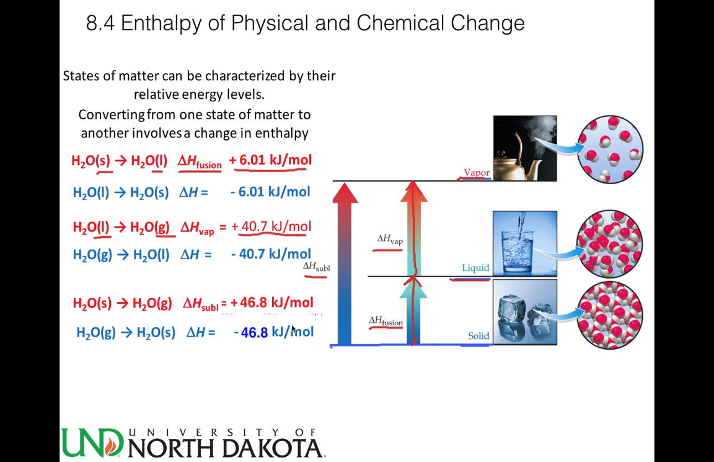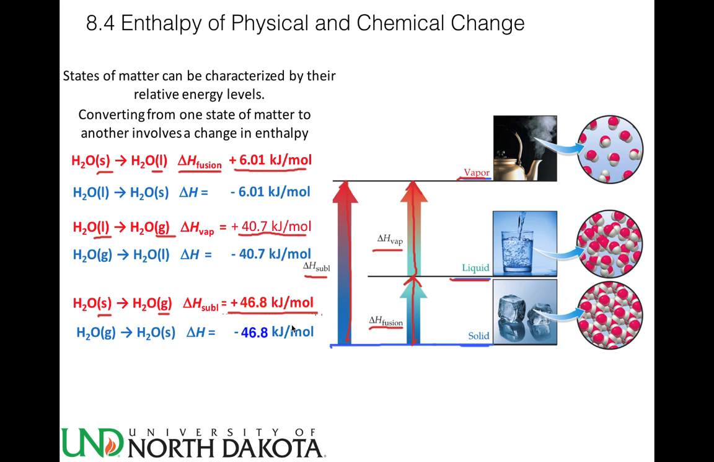The delta H of sublimation for water, going from a solid directly to a vapor, is equal to the sum of the delta H's of fusion and vaporization. And therefore, we would get 6.01 plus 40.7 kilojoules per mole to get our delta H of sublimation going from a solid to a vapor of water of 46.8 kilojoules per mole.